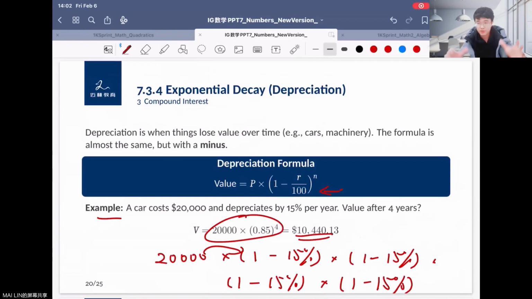Okay, that is for these problems. I guess it is very interesting. So you can find that after 4 years, the value of your car decreases to become a half of the original price. So I guess you have to sell your car as quick as possible, right?